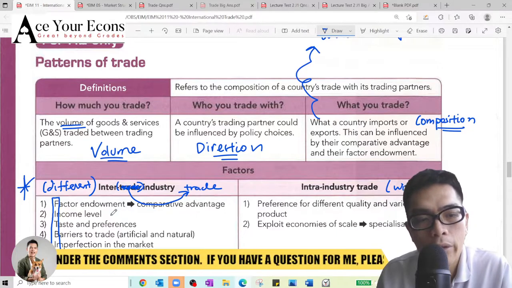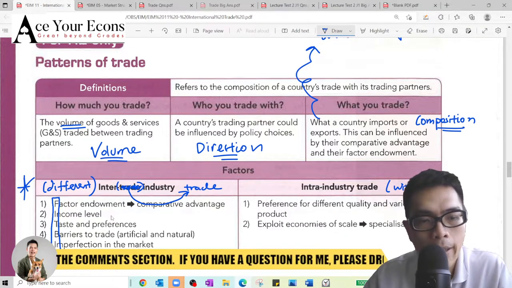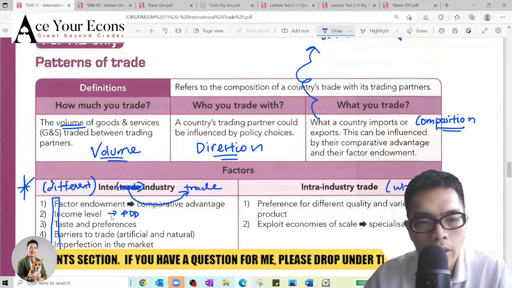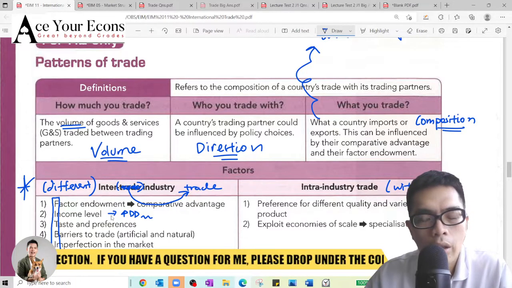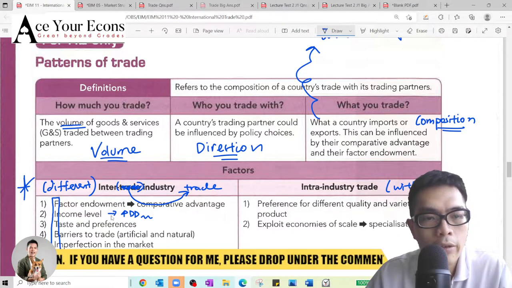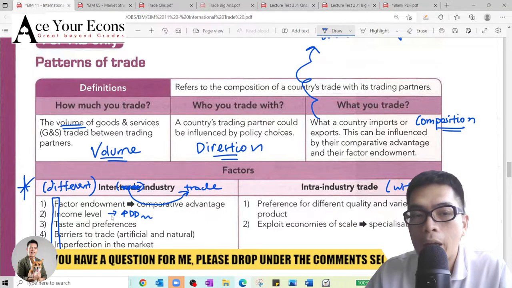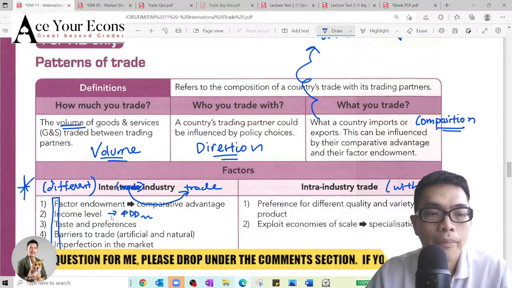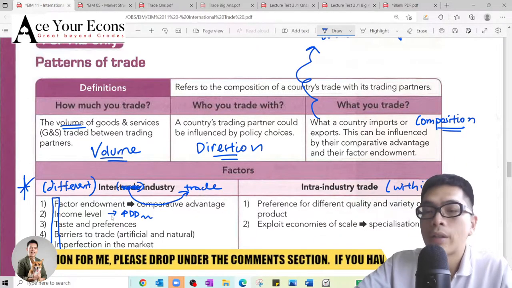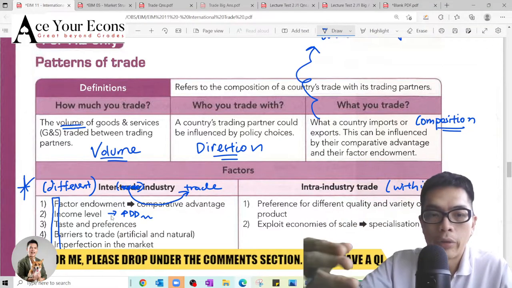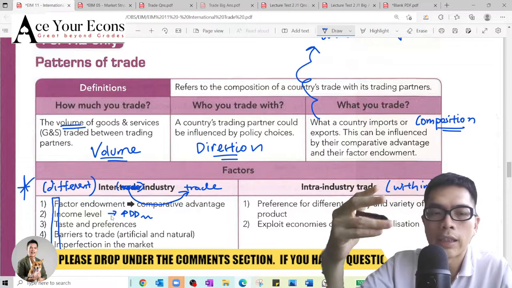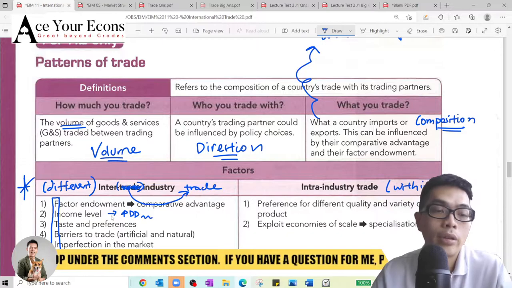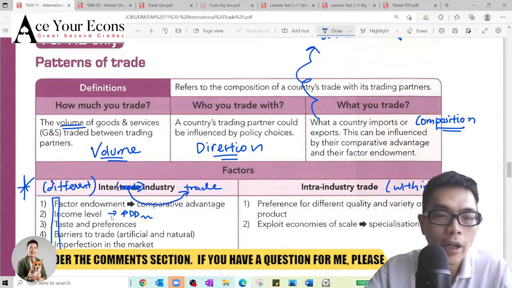Income level. You realize that when a country experiences higher income level, this is going to result in higher demand for imports, right? Higher demand for imports is going to result in higher volume of imported goods and services. Then if we want to look at the composition, we can possibly look at whether this is a normal luxury good, a normal necessity good, or a normal inferior good. So normal goods, your volume will go up.